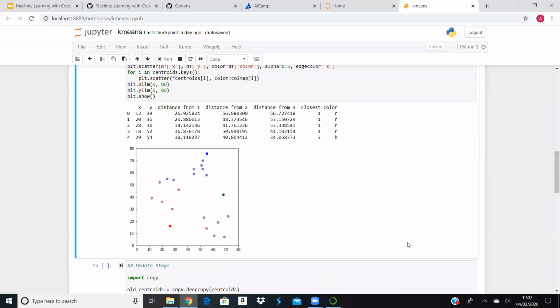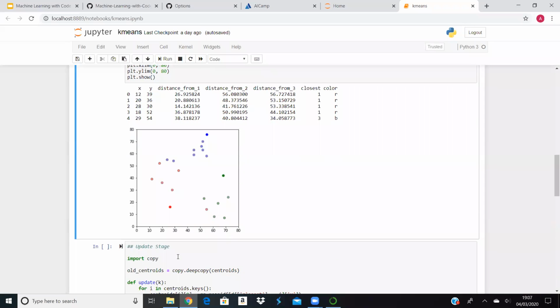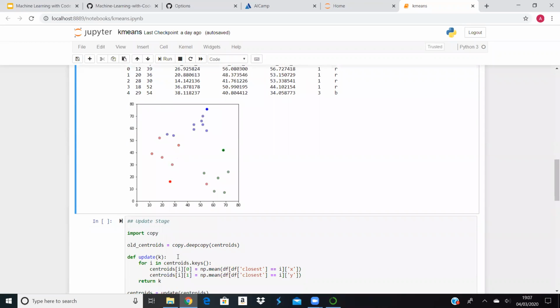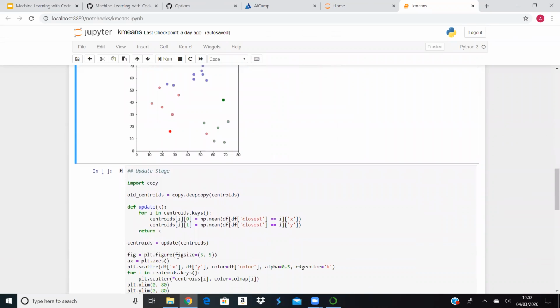Okay, so moving on to the next. Now we started with the random mean, and we found out the data points. Now we know that that is not the right mean. So now we have to update our values. So let's run this and see how it goes.